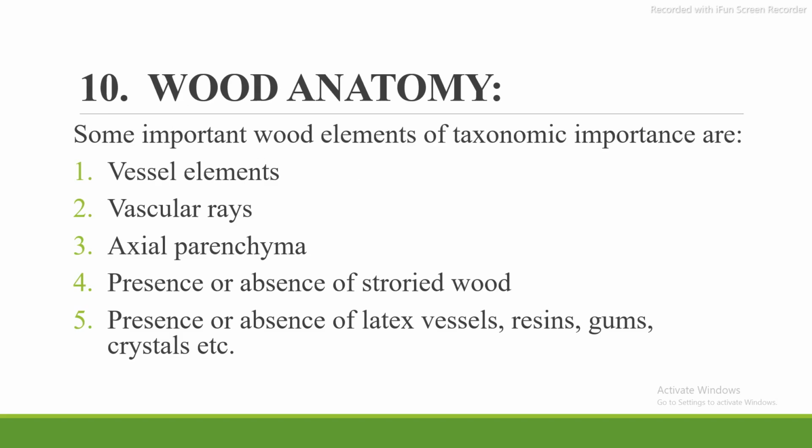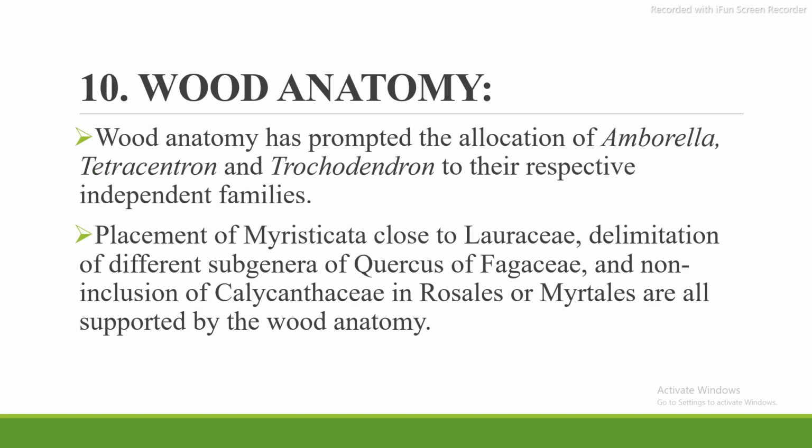Next is wood anatomy. Some important wood elements of taxonomic importance are vessel elements, vascular rays, axial parenchyma, presence and absence of the storied wood, presence and absence of lattice vessels, resins, gums, and crystals, etc. Wood anatomy has prompted the allocation of the Amborella, Tetracentron, and Trochodendron to their respective independent families.